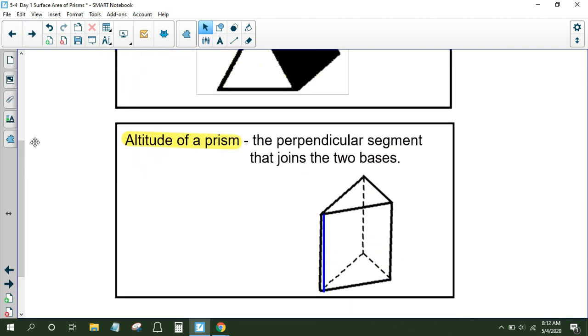And then finally, we can have what's called the altitude of a prism. That is the perpendicular segment that joins these two bases. If you were to stand the prism up on end where one of the bases is on the floor, how high it is, this length right here, that is the altitude of the prism.